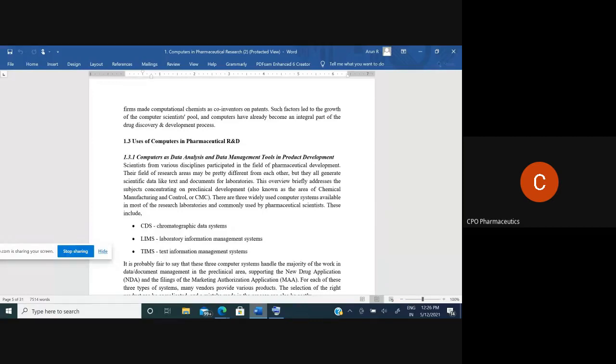The first major important utility of computers is the information management system. Information or data analysis is a data management tool. It is used as a data analysis and data management tool. Why have we given this first? Because this is the foremost important thing in the pharmaceutical sector.